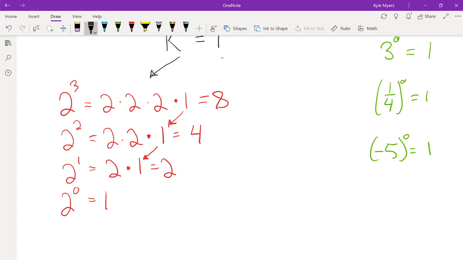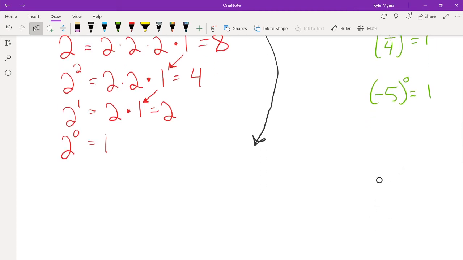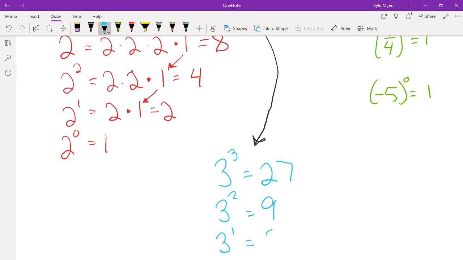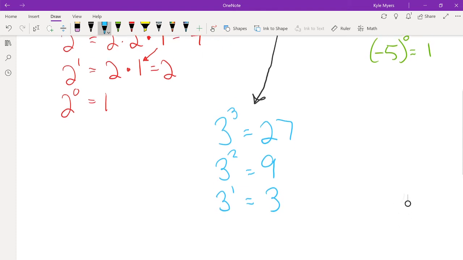Let's go ahead and look at the next one. The last one I want to show you is also really cool. Let's do 3 this time. So 3 cubed. That's 3 times 3 times 3. 3 times 3 is 9, 9 times 3 is 27. 3 squared means 3 times 3, which is 9. 3 to the first power is 3. Anything to the first power is that thing.